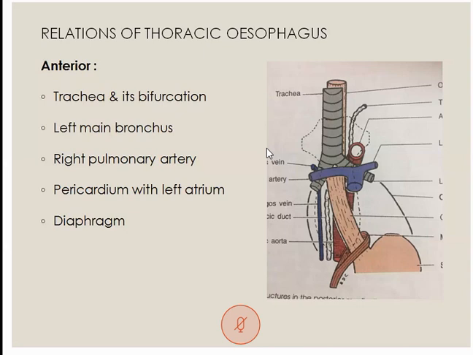Relation of the thoracic oesophagus. Anteriorly, again the trachea and its bifurcation, the carina area. Later the left main bronchus, right pulmonary artery, pericardium with left atrium. These three structures, mainly right pulmonary artery, pericardium with left atrium, and left bronchus, they all come in the mediastinum, which is important. When the left atrium enlarges and compresses the oesophagus, then sometimes the patients may complain of dysphagia. Later, the anterior relation is the diaphragm.